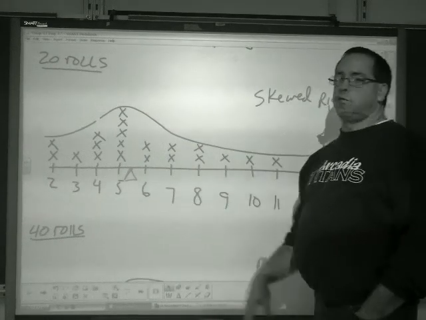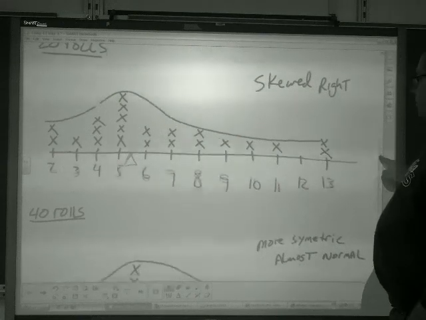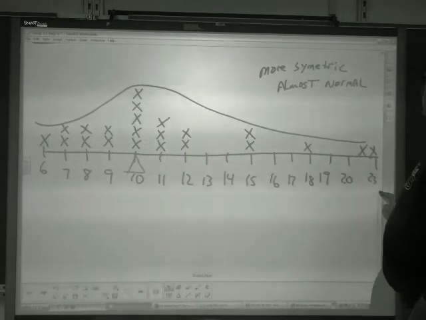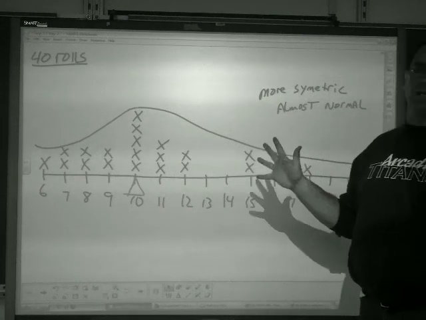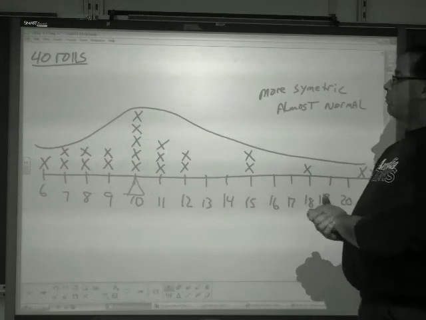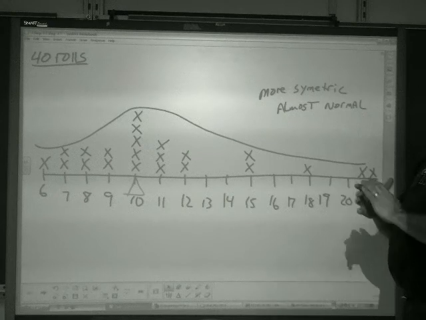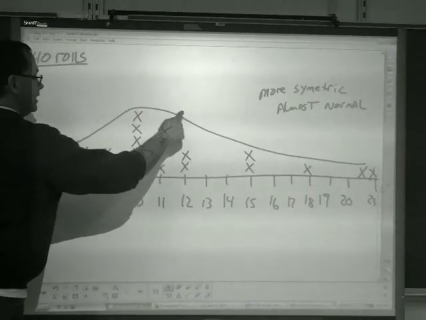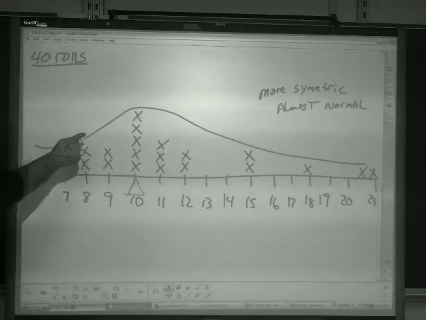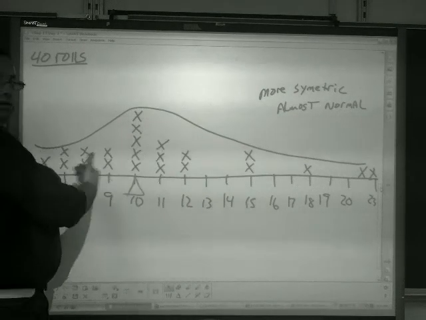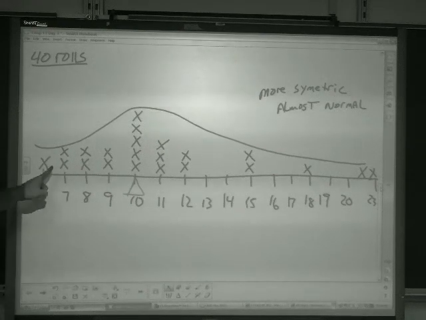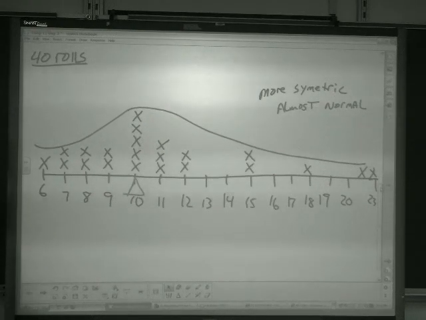So then we bumped it up to 40 rolls for this scenario. At 40 rolls, we noticed, and your graph was similar to this, it might not have been identical, but it started to look more symmetric and almost normal looking. You could tell it starts to get more of a tail here to the left. There's room for a tail. We could have gone 6, 5, 4, 3, 2 all the way down to 1 if we wanted to.